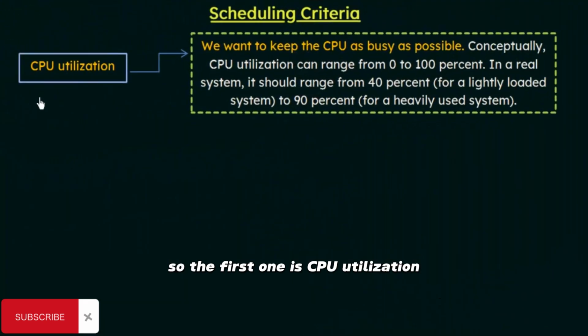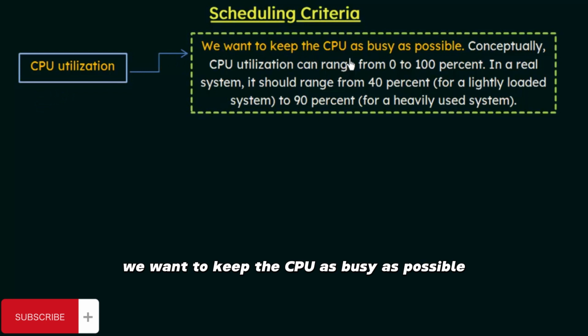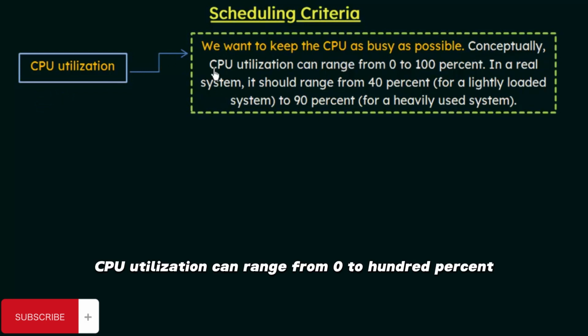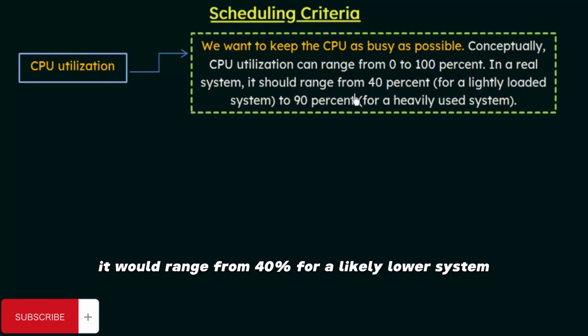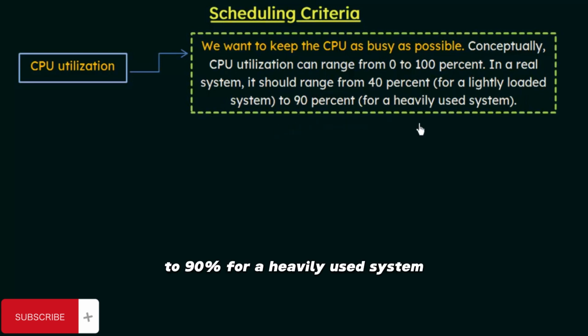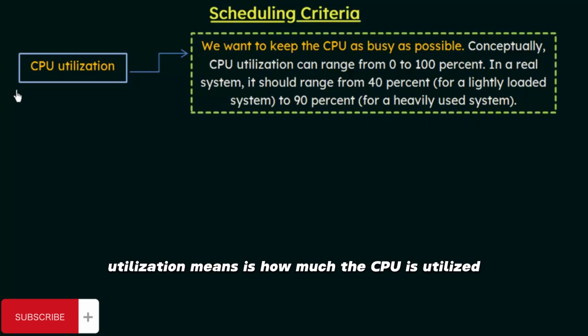The first one is CPU utilization. It says here, we want to keep the CPU as busy as possible. Conceptually, CPU utilization can range from 0 to 100%. In a real system, it would range from 40% for a lightly loaded system to 90% for a heavily used system. So basically, what CPU utilization means is how much the CPU is utilized.